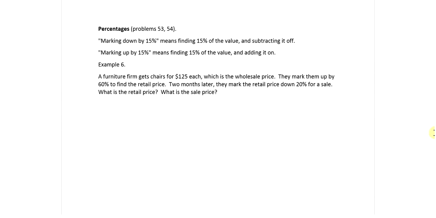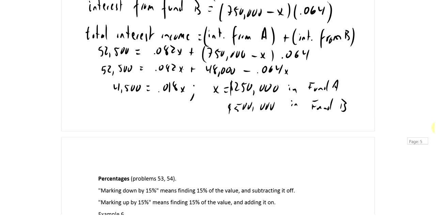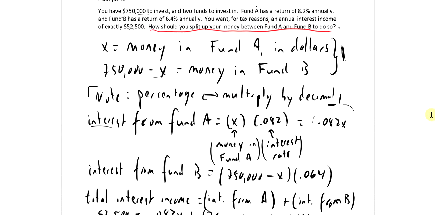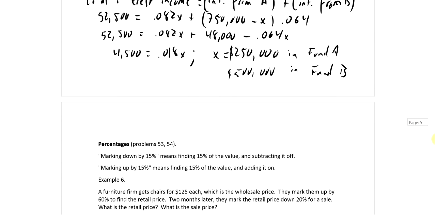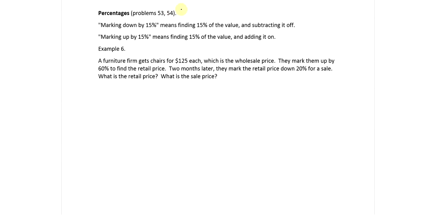So percentages, we saw a little bit of a percentage here, right? Percentage means multiply by a decimal. So the interest, for example, is the amount of money times the interest rate expressed as a decimal. So problems 53 and 54 involve percentages. Marking something down when you're selling something by 15% means you take 15% of the value off. You subtract it off. Marking up by 15% means you take 15% of the value and add it on.